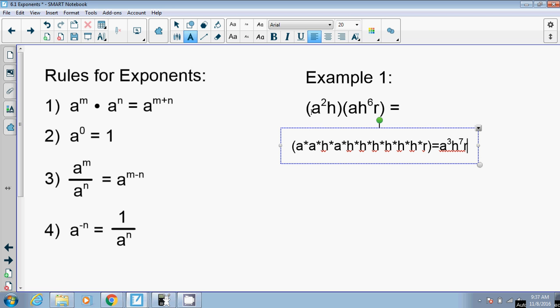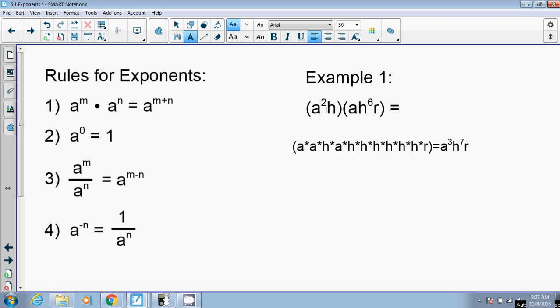In the first set of parentheses, I have an a squared. And in the second set of parentheses, I have an a. Those are both similar bases. Please don't forget that a has an exponent of 1. So does that h. And so does that r. Again, they're typically just not written in. So a squared and a to the first have similar bases, so all I'm going to do is add the exponents. 2 plus 1 becomes 3. So I have a to the 3rd.